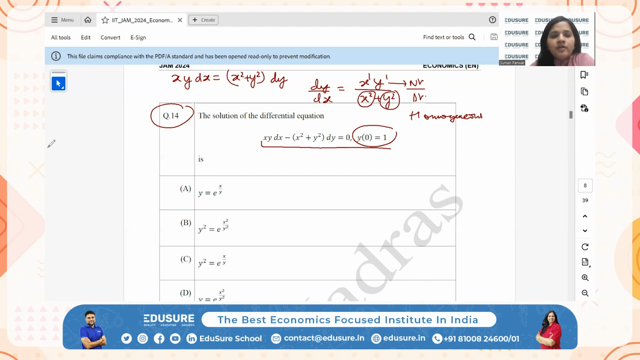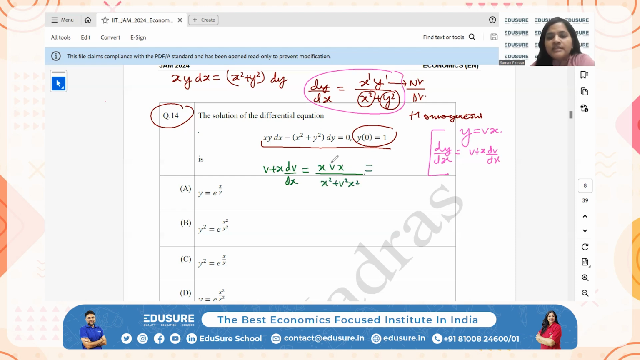The method of solving a homogeneous differential equation is to introduce a new variable v such that y is equal to vx. Then dy by dx equals v plus x dv by dx. Now these two substitutions should be done in this equation to convert it into a separable differential equation. Let us see how. So we will have v plus x dv by dx equals xy, so x vx divided by x square plus v square x square.